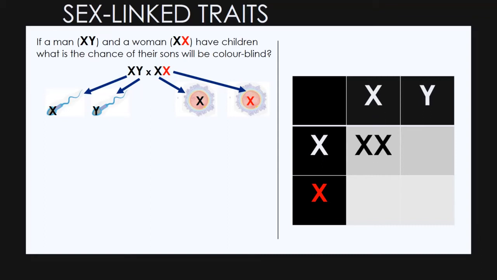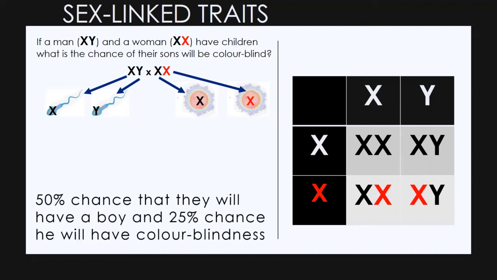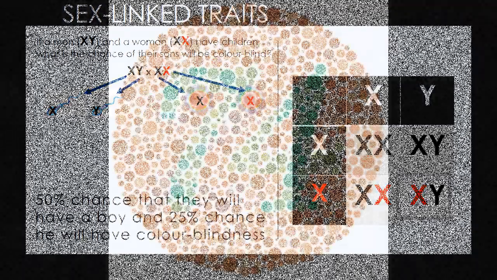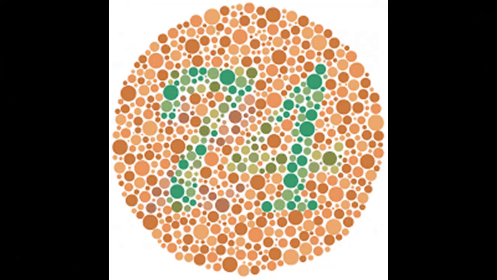you can see that because the one X chromosome has the allele for color blindness, one daughter will be a carrier and one son will be colorblind. So there's a 50% chance that they will have a boy and a 25% chance he will be colorblind. And so as you can see, because the sex is determined by the presence of a Y chromosome and the mother is a carrier, then one son out of every two will probably be colorblind, and that is how I've answered your question. I hope that helped.